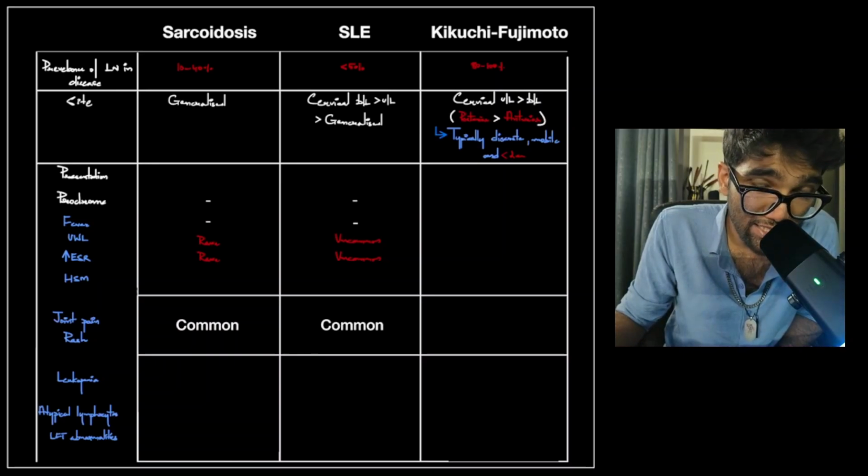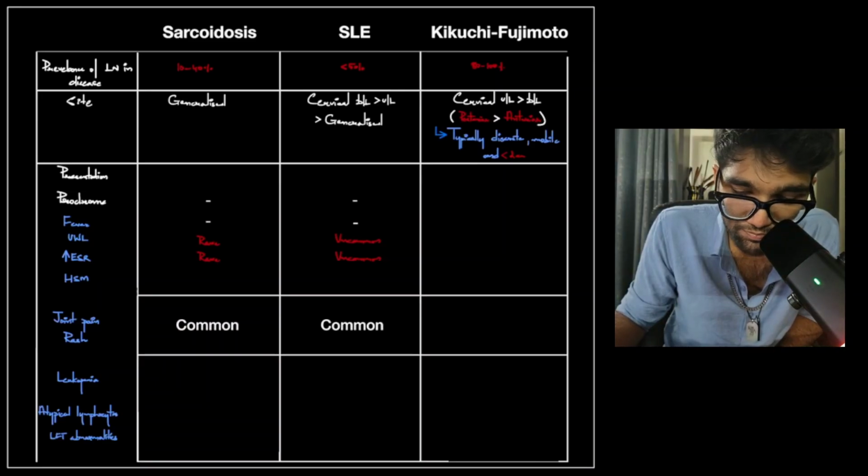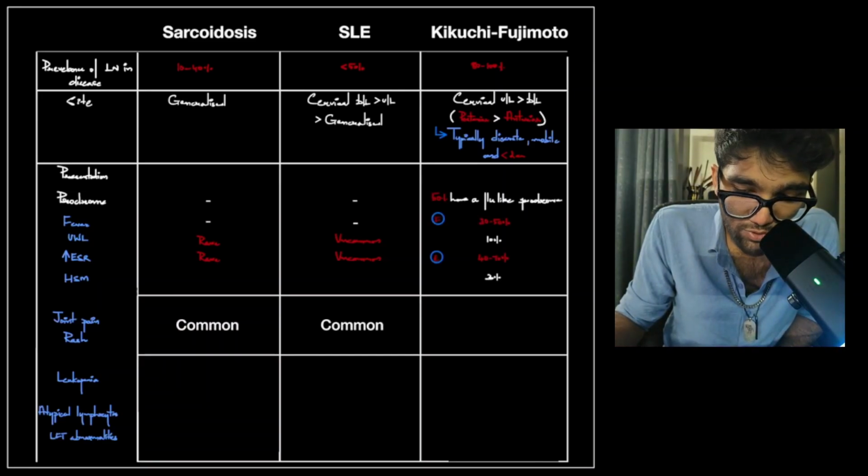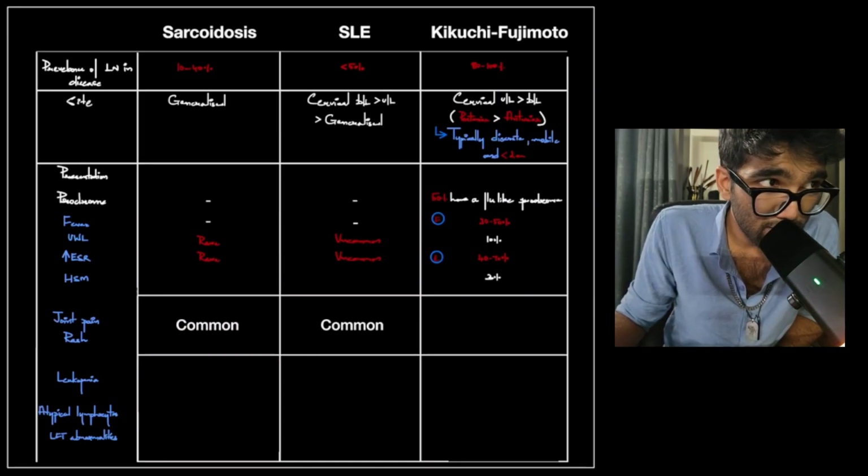Unintentional weight loss as well as elevation in ESR is really concerning in any patient with SLE. Now, Kikuchi Fujimoto, 50% of patients have fever-like symptoms, and actually fever is present in 30 to 50% of cases. Unintentional weight loss is present in a not so insignificant number, 1 in 10 patients, 10% of cases. ESR elevation is present in 50 to 70% of cases. And hepatosplenomegaly is uncommon, present in only 3% of cases.